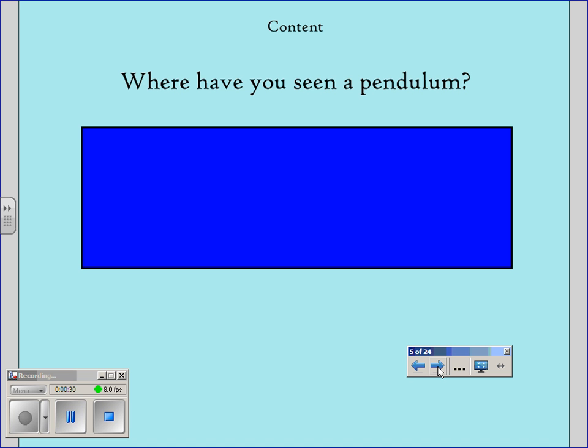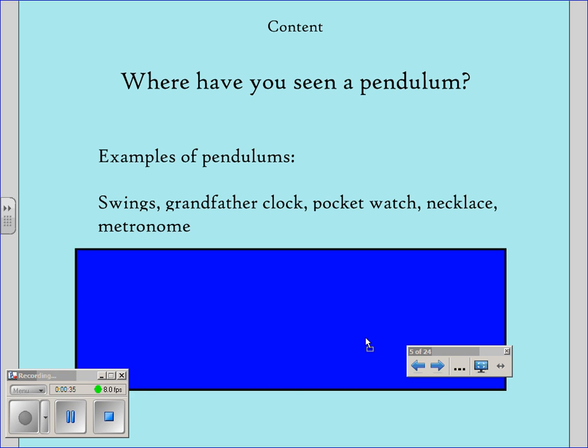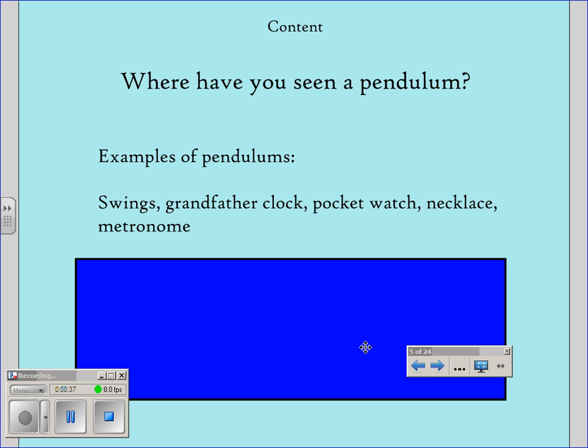Where have you seen a pendulum? These are real-life examples of where you've seen pendulums. Some examples are on a swing, like a swing set. The mass would be your body swinging back and forth. A grandfather clock, a pocket watch, a necklace, and a metronome. And I'll show you an example of that on the next page.